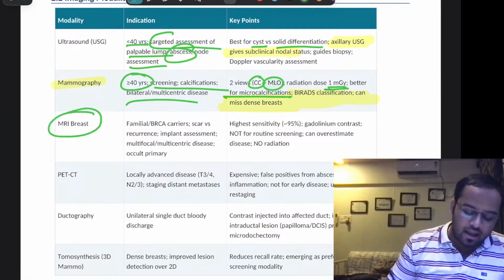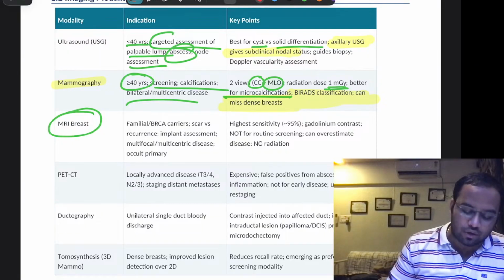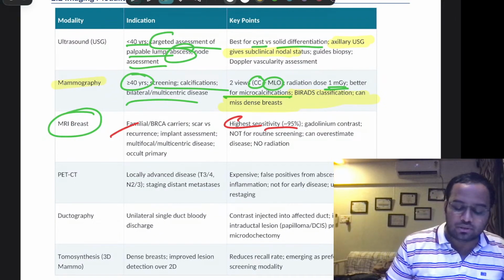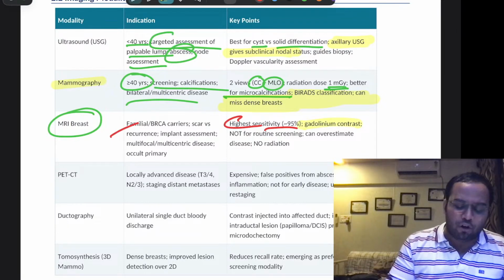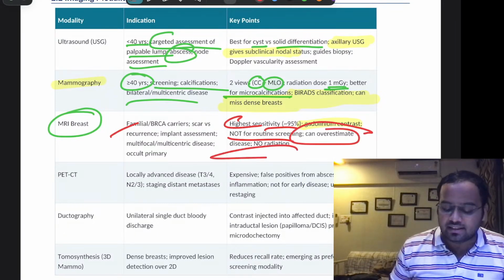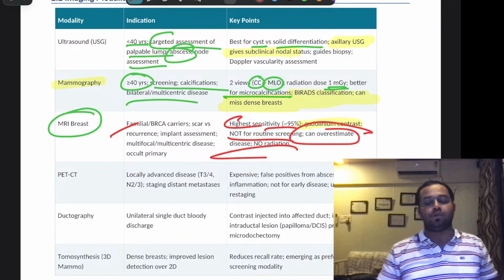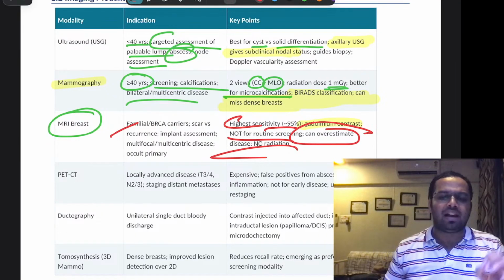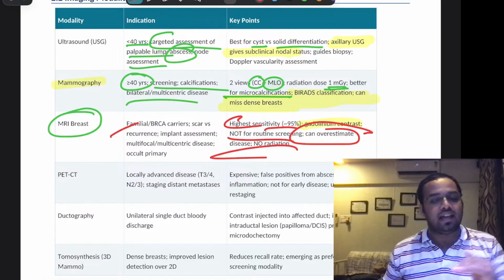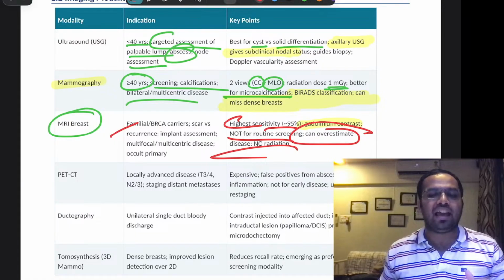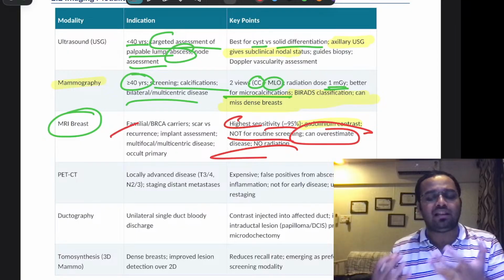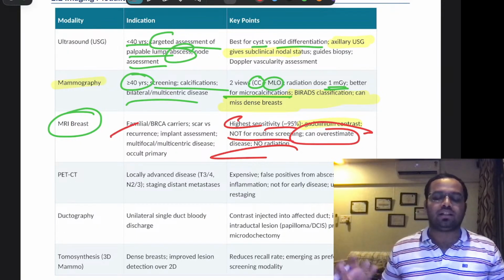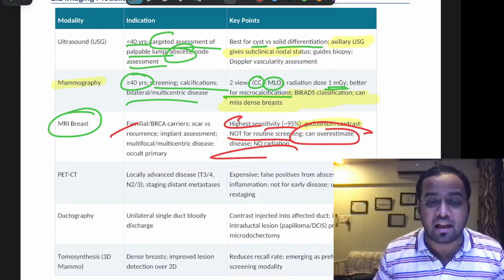Sir, when do we do MRI? Obviously if there is a family history of breast cancer, it has the highest sensitivity in picking up lesions, and you may use gadolinium contrast. But it is not for routine screening. It can overestimate the disease, and it has no radiation exposure. So whenever a patient comes to you, however much she can afford, however rich she is, do not prescribe MRI to everyone, because it can over diagnose the disease. When do we want over diagnosis? If there is a syndrome, we know this patient might have a malignancy, so over diagnosis is important there. In a normal patient, what will you gain by over diagnosing? You will do mastectomy for everyone, what is going to happen?